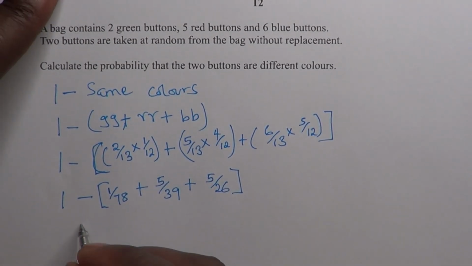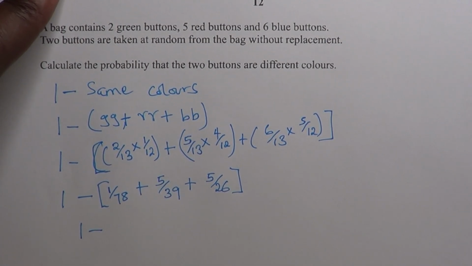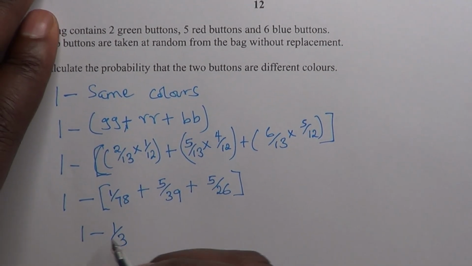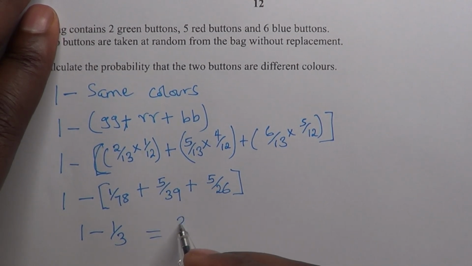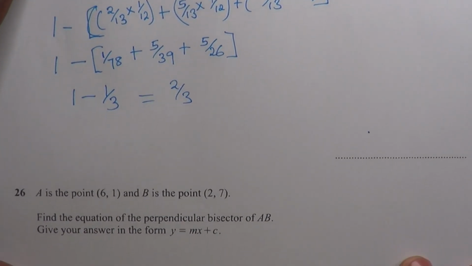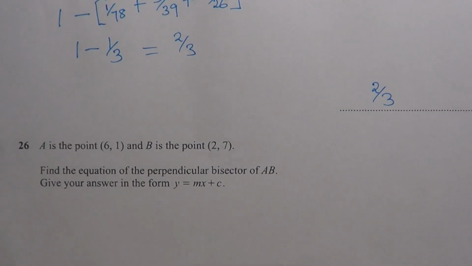Now the next step will be 1 minus 1 over 78 plus 5 over 39 plus 5 over 26. Now it will be 1 over 3. So this is for the same color. When you subtract it, we get our answer to be 2 over 3. So the answer here will be 2 over 3 of the different color.